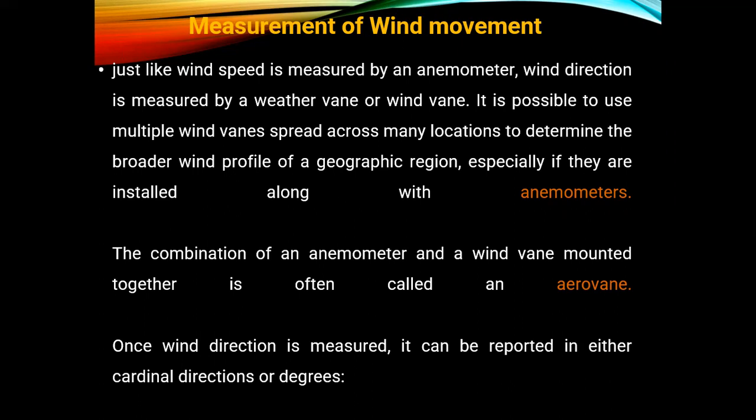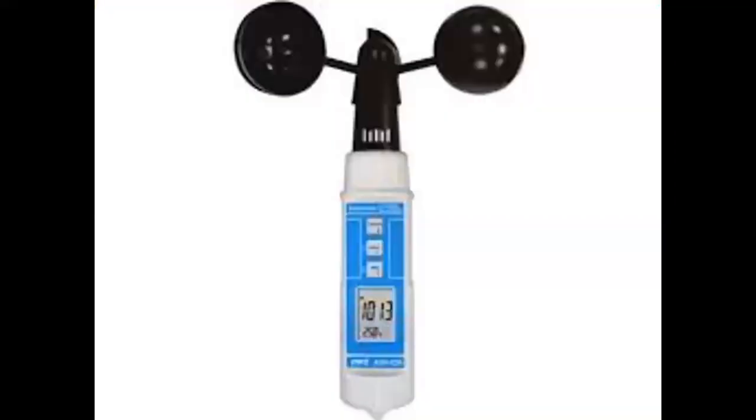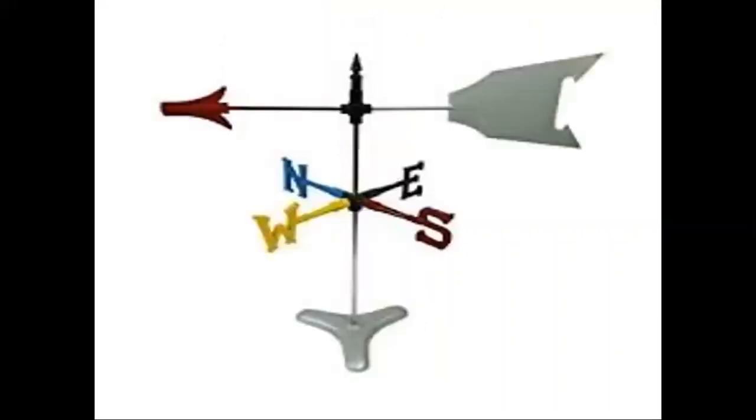Once wind direction is measured, it can be reported in the cardinal directions or degrees. The picture on the screen is the anemometer and is used to measure the speed of the wind. And the picture on the screen shows the weather vane or the wind vane. It is used to find out the direction of the wind flow.